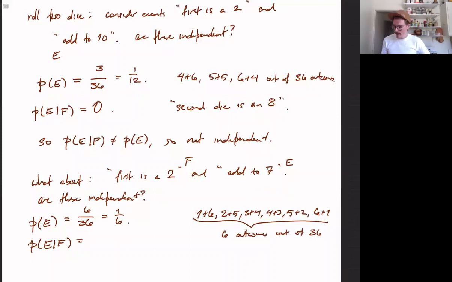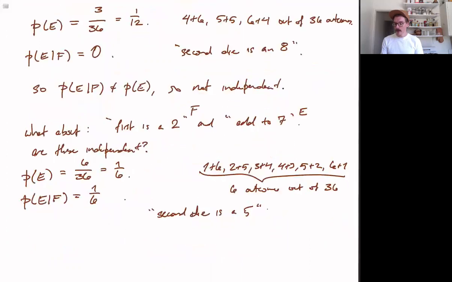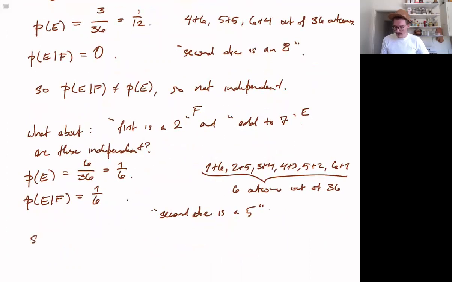Just like before, that means the second die needs to be whatever it needs to be. In this case, it needs to be a 5 in order to add to 7. And now, this is a perfectly good outcome for a 6-sided die. So the probability of getting it is 1 in 6. And so, we can see in this case, it turns out that these events are independent. Since these probabilities are equal, these are independent.